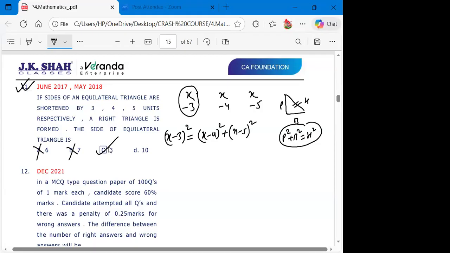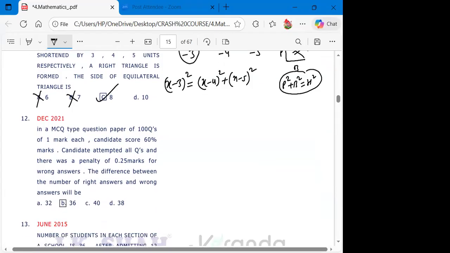Yes. Now, the 12th one. In an MCQ question paper, there are 100 questions of 1 mark each. A candidate scores 60% marks. The candidate attempted all questions and there was a penalty of 0.25 marks for wrong answers. The difference between the number of right answers and wrong answers will be what? Listen carefully.